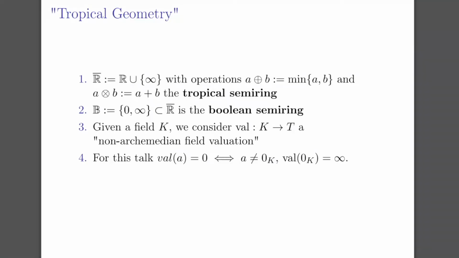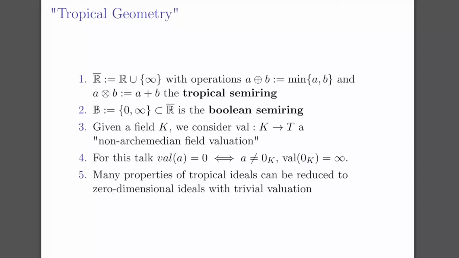This might seem kind of restricting, especially since if you know some tropical geometry, you know that the trivial valuation is not so nice a valuation in general. But it turns out that many properties of tropical ideals, which are the objects we're working with, can actually be reduced to taking zero-dimensional ideals and reducing the valuation to be trivial. So this is why this is an appropriate setting.